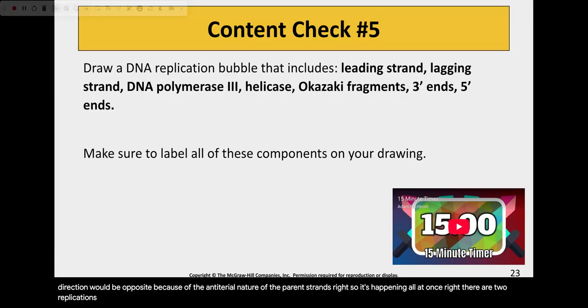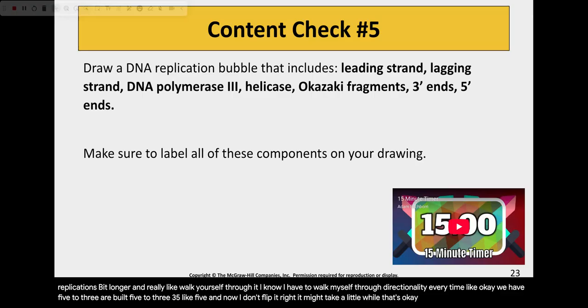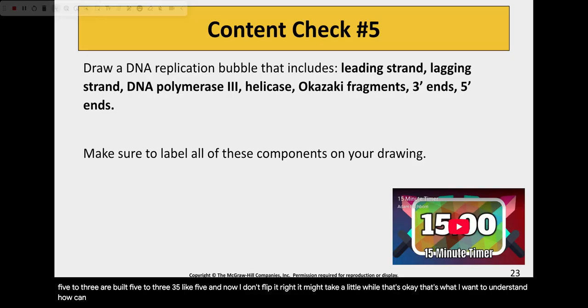You might have to look at this a little bit longer and really walk yourself through it. I know I have to walk myself through directionality every time: okay, reads 5 to 3, or builds 5 to 3, reads 3 to 5, which is my 3, and which is my 5, and now I gotta flip it. It might take a little while, that's okay. But I want you to understand, it's happening on both sides. Are there any questions about DNA replication?